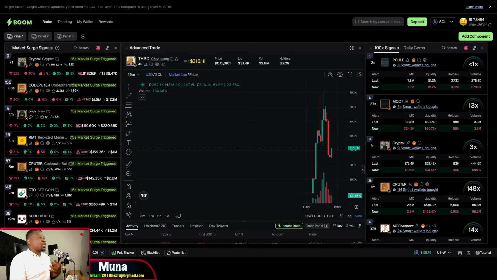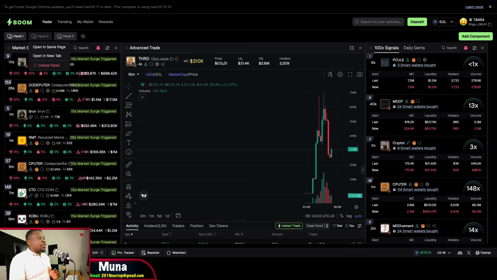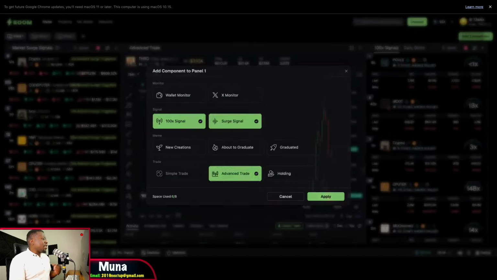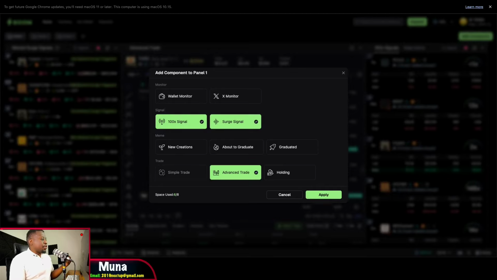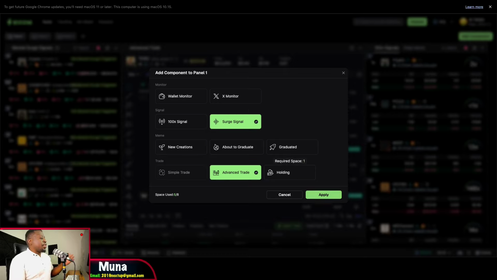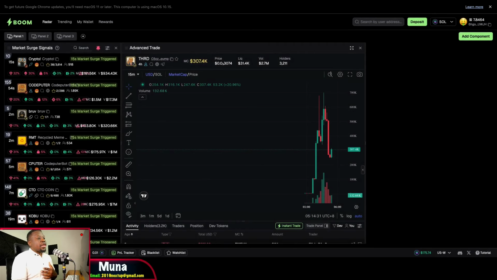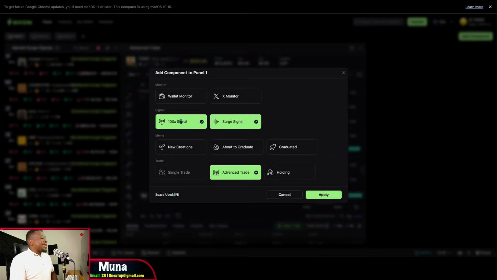So how do you customize what is on your panel? You simply go to add component and you select what you want. We've got the 100x signal and also the surge signal. So if you want to get rid of the 100x signal, you just unhighlight it, and then you're going to be able to have access to the surge signal. But I don't really like how it looks when there's no surge, when there's only 2 components on my panel, because this particular space is blank. So this is one of the reasons why I always keep the 100x signal right there.